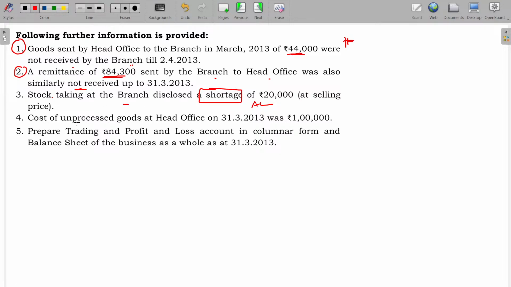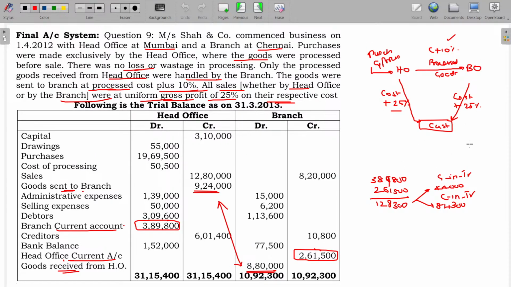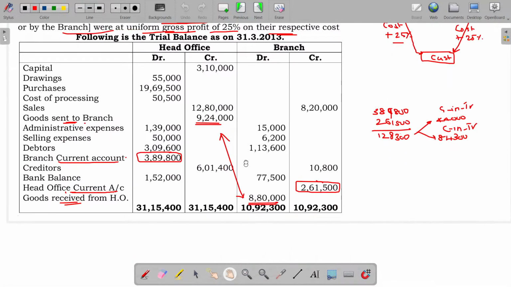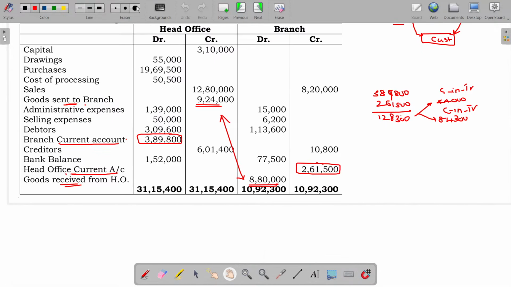In the case of unprocessed goods, this is about the unprocessed goods stock, raw material stock. Prepare trading and profit or loss account in columnar form and the balance sheet also. We don't have the closing stock of finished goods. Finished goods stock details are missing. This is available, this is missing. But you can get it because of the GP ratios given here. This is the clue.